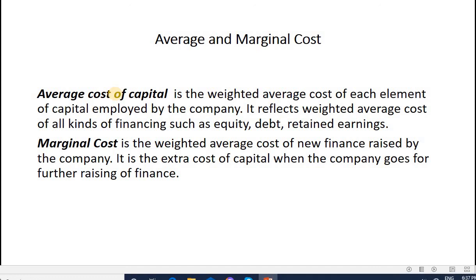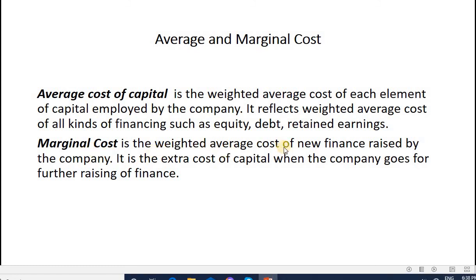We are dividing by the number of sources, then the cost of capital we are getting is the average cost. It's the average cost of capital where we are taking the weighted average of each element of capital employed. We are giving a single figure for all the sources, explaining in one single figure, that is the average cost. Next is marginal cost.